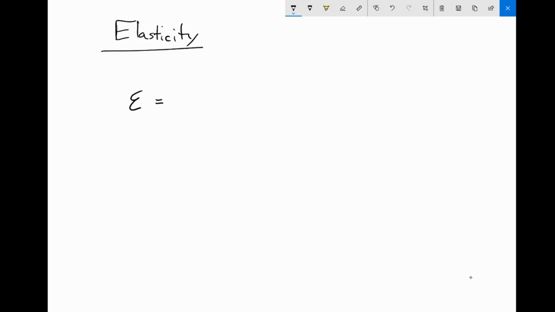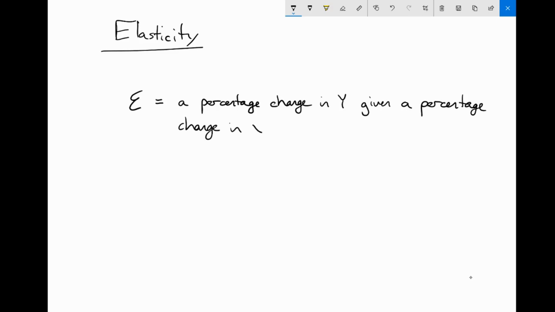Elasticity is, I'll just give it a generic definition first, a percentage change in Y given a percentage change in X. So it's a percentage change in some variable Y given a percentage change in some variable X. So let me write that. And I usually will represent that by giving a superscript and a subscript to my epsilon.